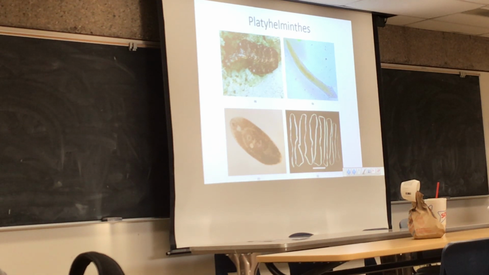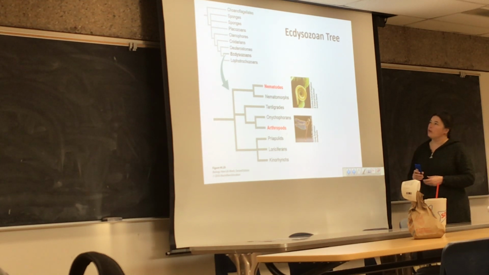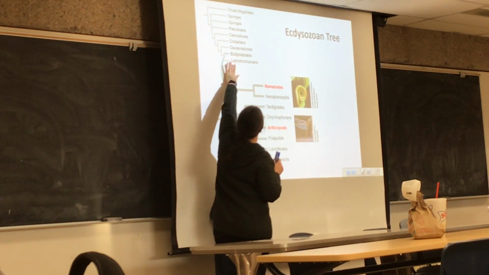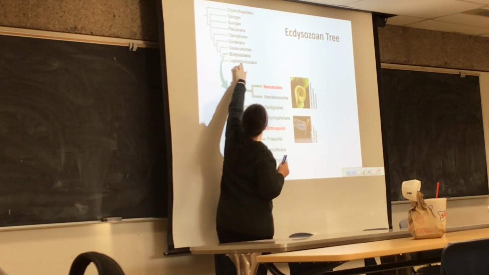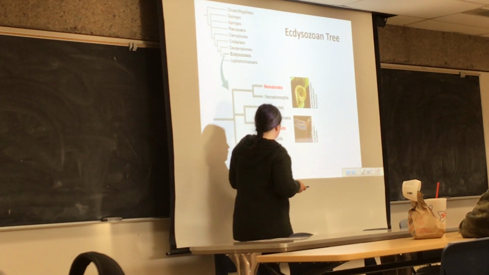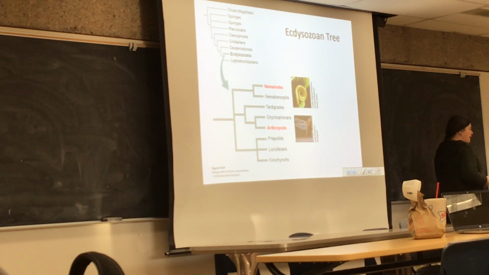Okay, any questions about any of that stuff? All right, so let's move on from the Lophotrochozoans to the Ecdysozoans. We're kind of in this part of the animal tree here. We just looked at the Lophotrochozoans, and we're now looking at the Ecdysozoans. There's a whole bunch of things in there. I'm really only going to ask you to know about 2 of these groups, the nematodes and the arthropods.